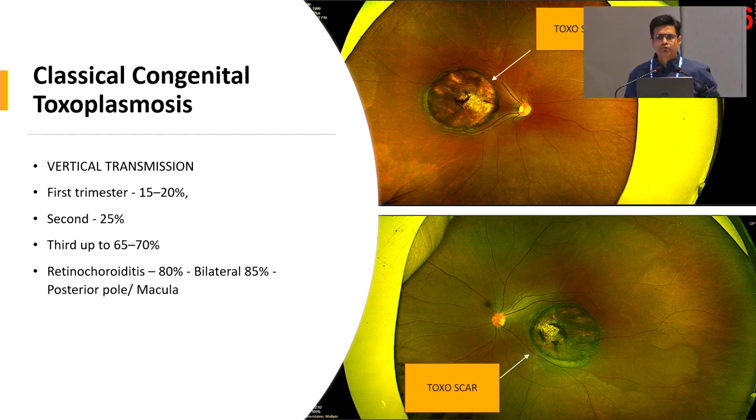So basically, we have two forms. One is the congenital form, and the other is the acquired form. The congenital form is from vertical transmission, and if the mother has a Toxoplasma infection, as the trimester goes by, the chances of the child having the infection increase accordingly. It is a retinochoroiditis at the posterior pole in a wagon wheel shape, and it is bilateral. The amount of pigmentation is a little more than what you would probably see in a macular coloboma.